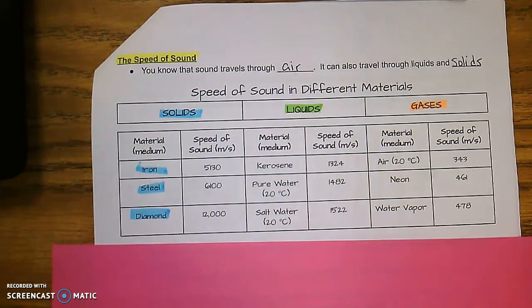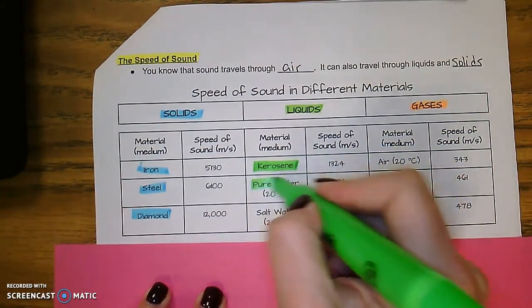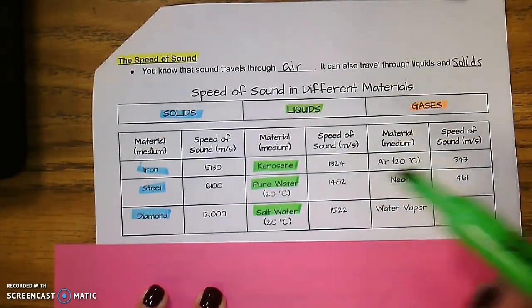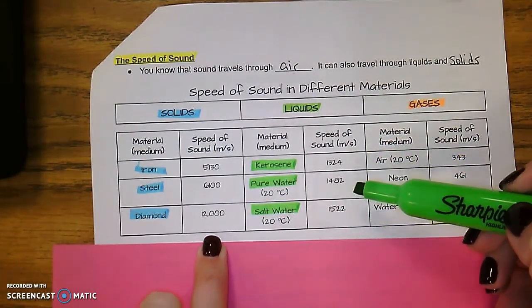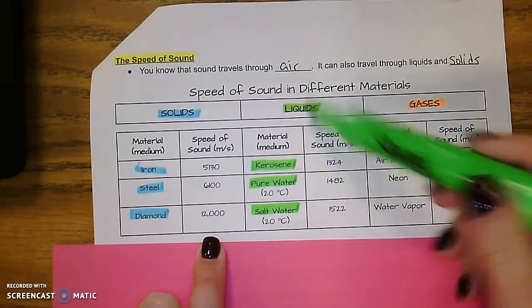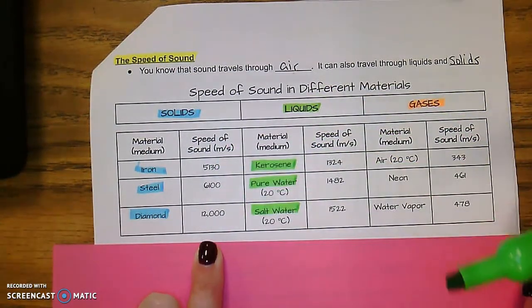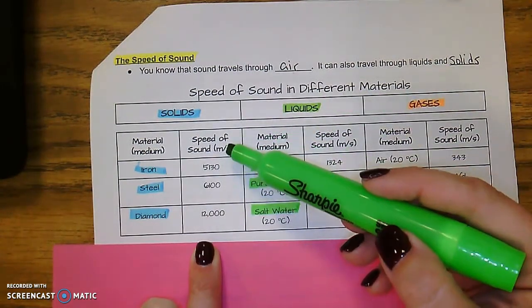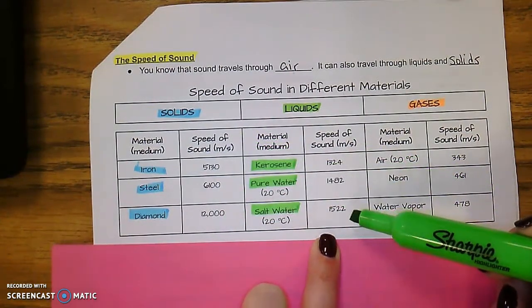Then our liquids, highlight those in green. Our medium, remember medium is just a fancy word for matter, or our materials, are kerosene, pure water, and salt water. And we can see the speed of sound in each of those, and we want to take a moment and compare those to the solids. And when we look, we can see that based on these numbers, whose are larger? Who does sound seem to travel through faster, at a faster speed? And it looks like that sound is traveling at a faster speed through the solids than through the liquids, based on this data.